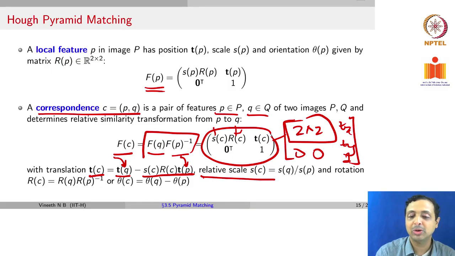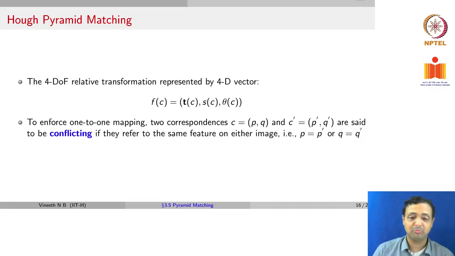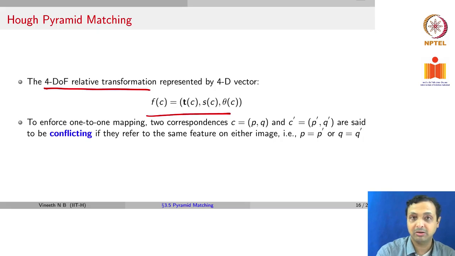Similarly, you can define the relative zoom in or zoom out to be the scale in q divided by the scale in p, and the rotation to be given as rq times rp inverse, or the angle is given by the orientation of point q in image q minus theta of p, the orientation of p in image p. This is how a correspondence is given. So now let's come back to Hough pyramid matching, which means the transformation can be given by a 4D vector tc, which has tx and ty, sc, the scaling factor, and theta c, which is the orientation or rotation difference.